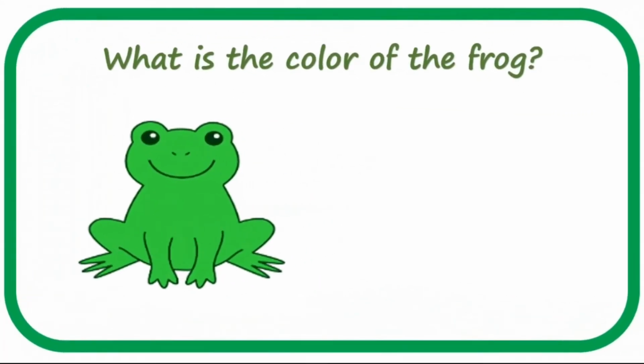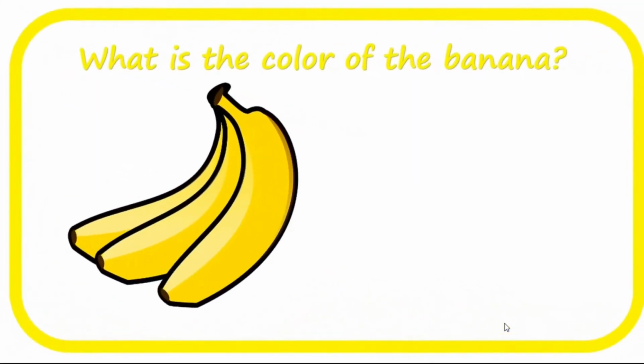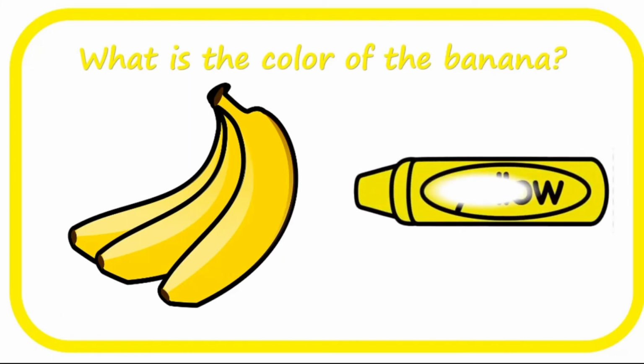What is the color of the frog? Green. The frog is color green. What is the color of the banana? Yellow. The banana is color yellow.